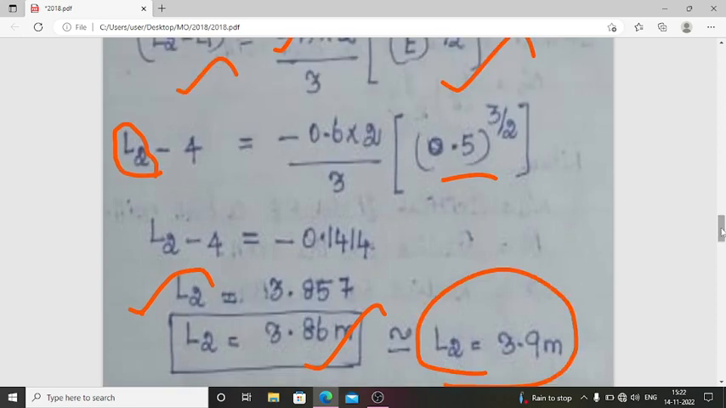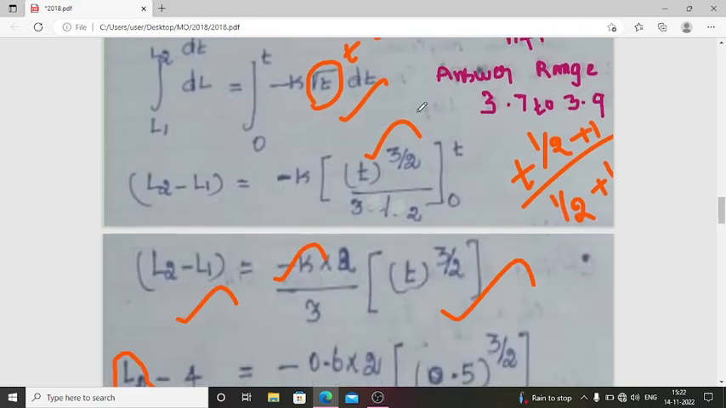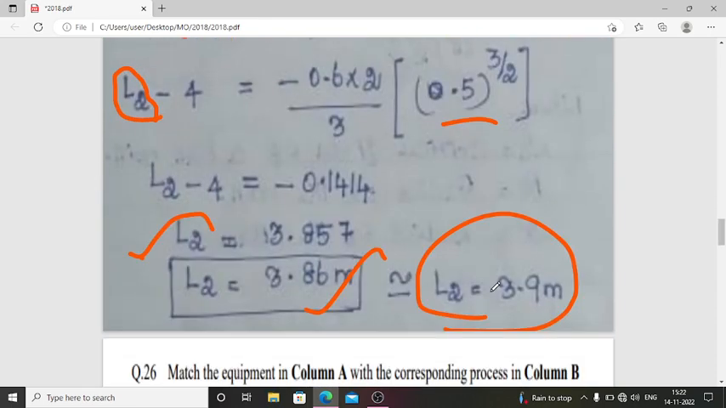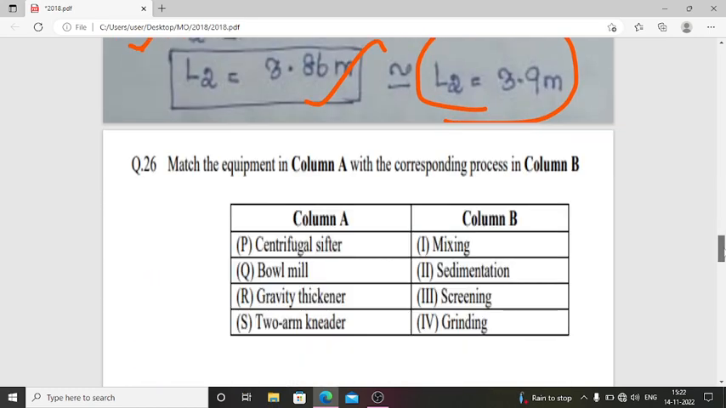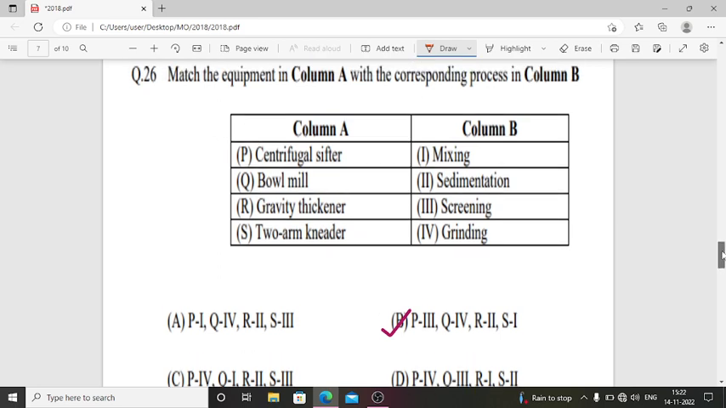Okay. So we have some answer ranges, right? The answer range is 3.7 to 3.9. Our answer is within this range. Am I correct? So here the L2 value is 3.9 meter. Okay. Next question, question number 26.